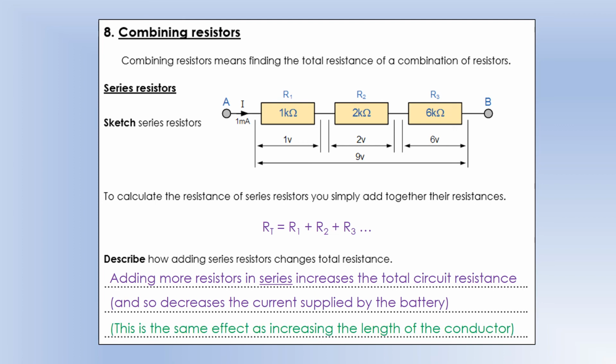So that's series. And you might notice that this is the same thing, or the same effect, as increasing the length of the conductor. So I often relate the two in my head. Increasing length means more collisions for the free charges. Increasing the number of resistors in series also means more collisions for the free electrons.